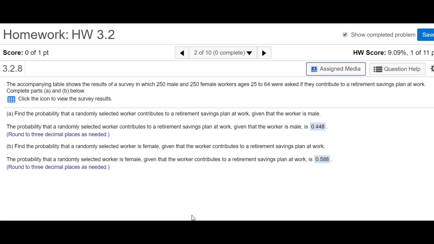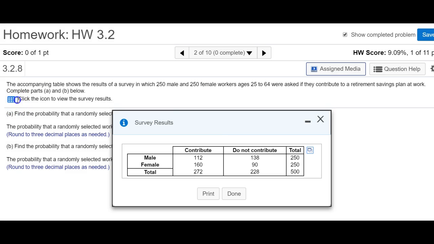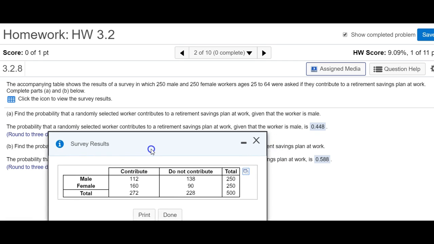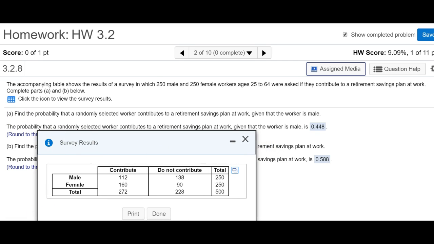The accompanying table shows the results of a survey in which 250 male and 250 female workers aged 25 to 64 were asked if they contribute to a retirement saving plan at work. Complete parts A and B below. They ask us to click on this. Let's go ahead and click and see what the question is asking us for.